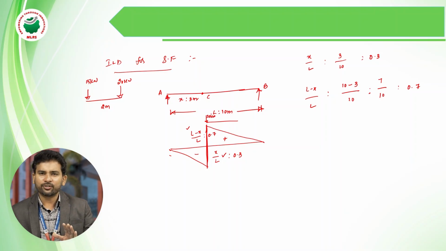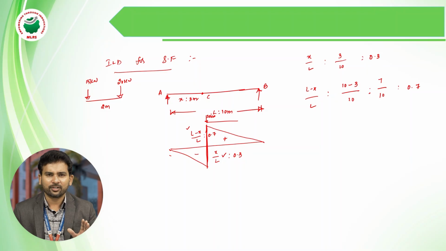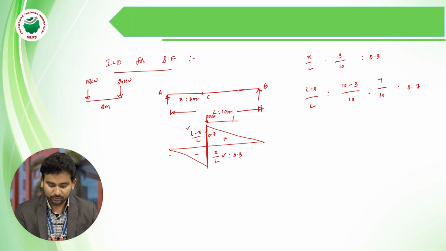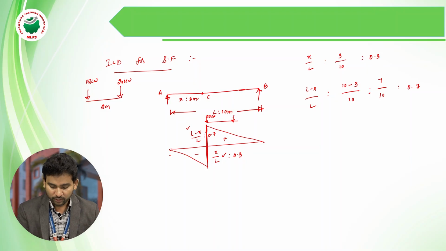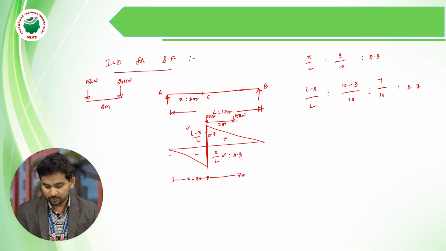Then the 15 kilonewton load has to be kept either on the right side or the left side. We are going to keep it on the right side, because if we keep it on the left side, that gives the negative shear force. Now we keep it on the right side, then it will give the positive shear force. So this distance is x equals 3 meters, then the rest of the distance is 7 meters.